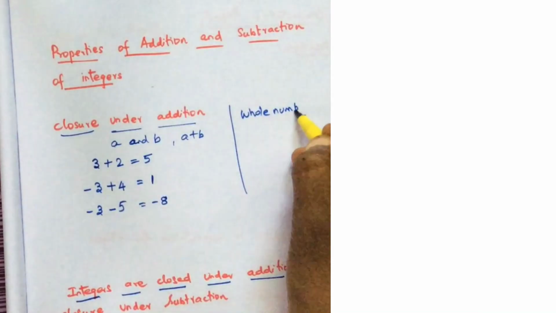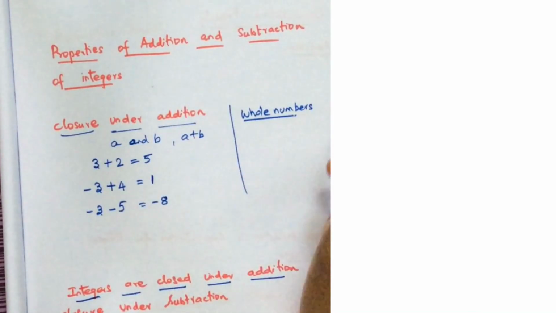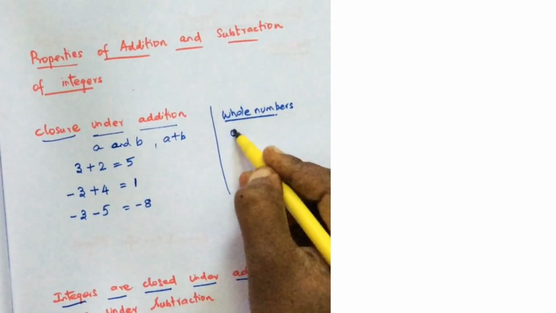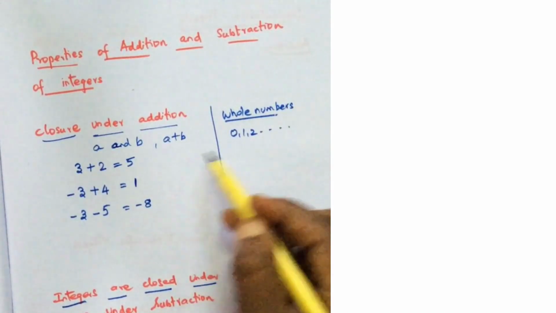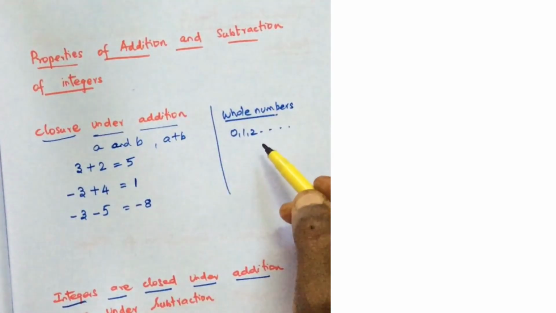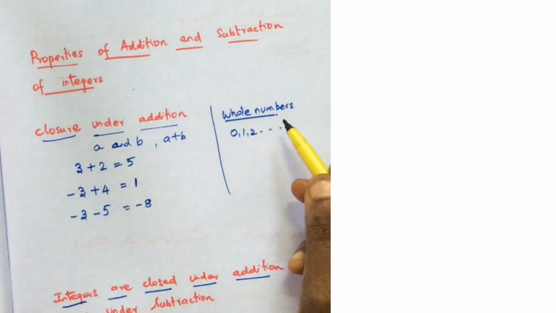Now let me do it for whole numbers also. Whole numbers, we know that whole numbers start from 0, 1, 2 and it will go on. Whole numbers will not include negative numbers. Let me check if whole numbers are closed under addition.